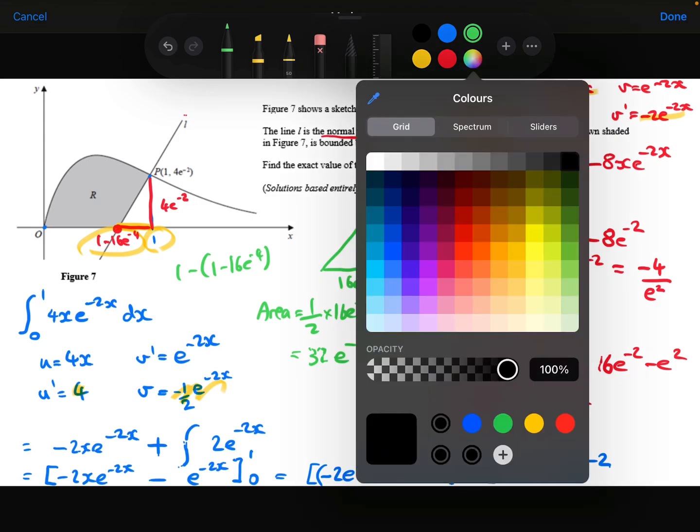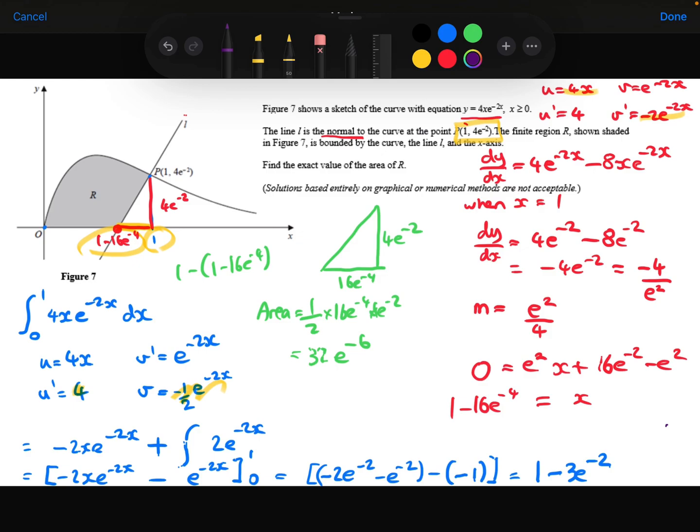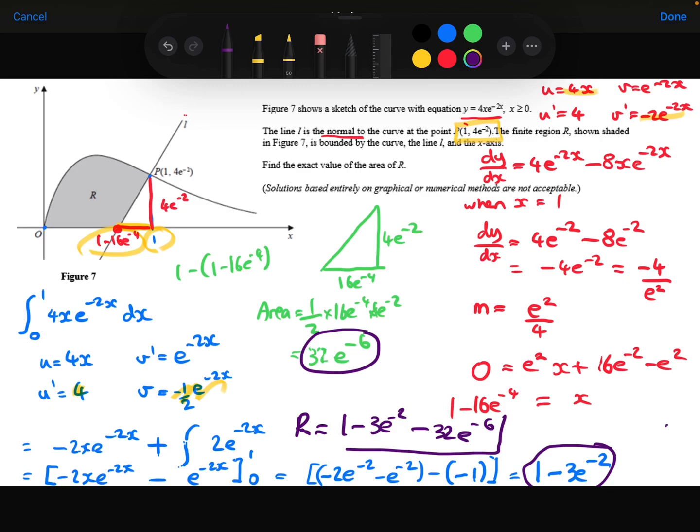And to finish off then, we've got the integrated area. Take away our triangle, so shaded area R is 1 minus 3e to the minus 2 minus 32e to the minus 6. And that's my answer.